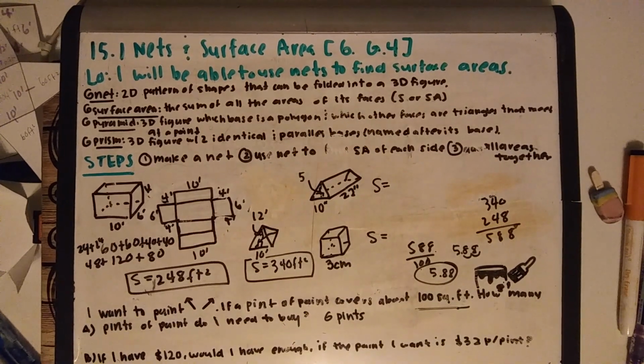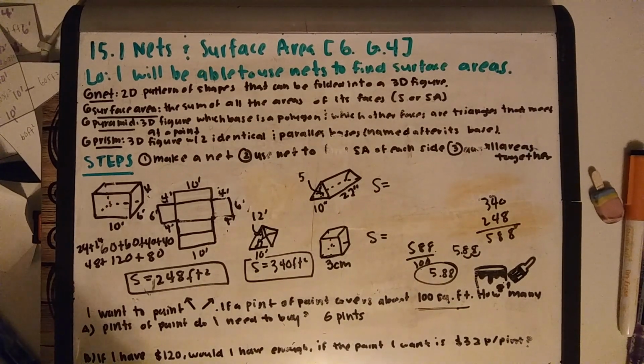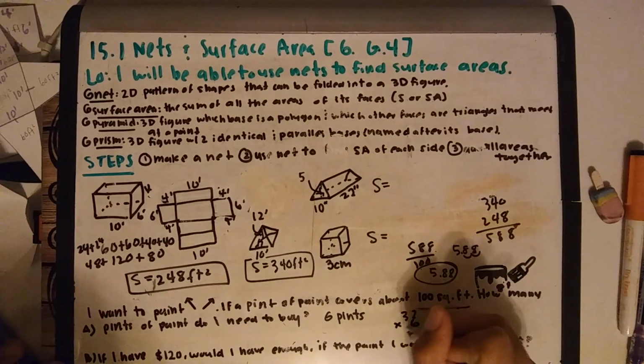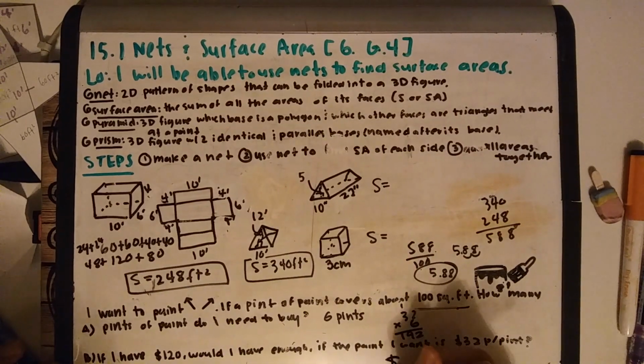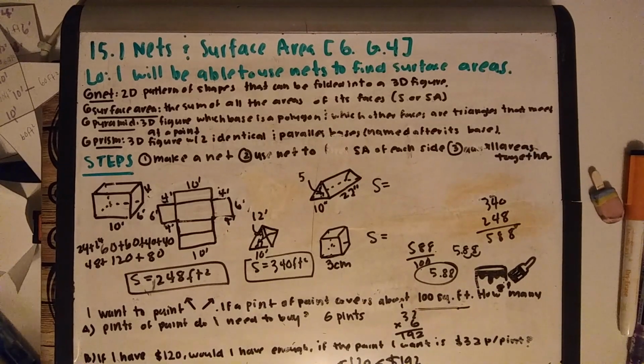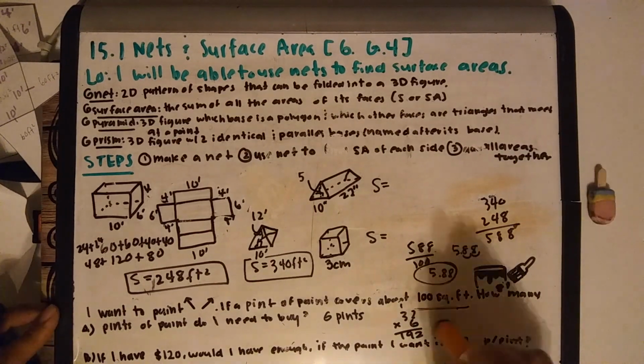And the question is, if you have $120 and you want to buy the paint that is $32 per pint, will you have enough money? So the question is, what's 6 times 32? It's $192. Do you have enough money? No, because 120 is less than that. So you're going to have to either buy cheaper paint or only paint one of the 2 shapes. Okay? Let me go ahead and give you one to do for this one.